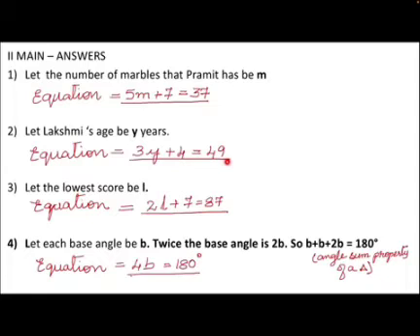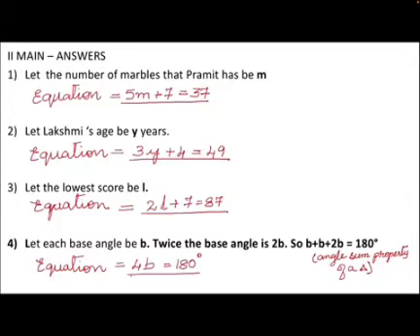The question is, Lakshmi's father is 49 years old. He is 49 years old, but he is 4 years older than 3 times Lakshmi's age. So Lakshmi's age, we have taken it as y years. So 3 times Lakshmi's age will be 3y. Add 4 to that. So 3y plus 4 is 49. This 49 is Lakshmi's father's age.